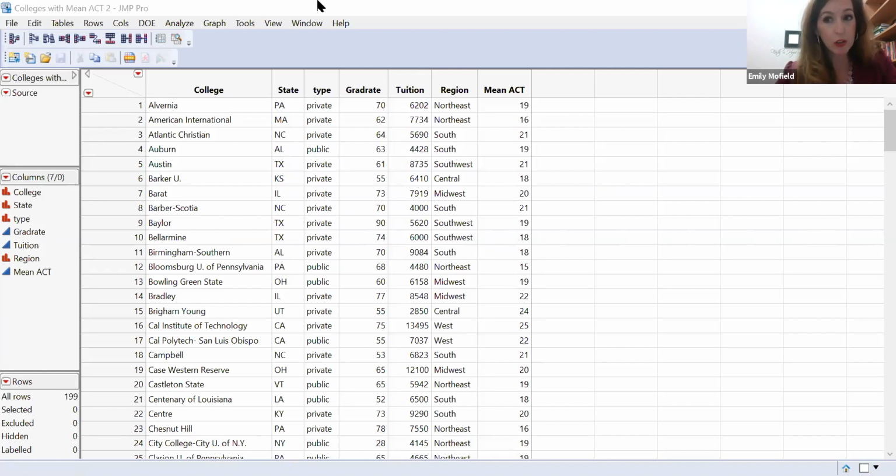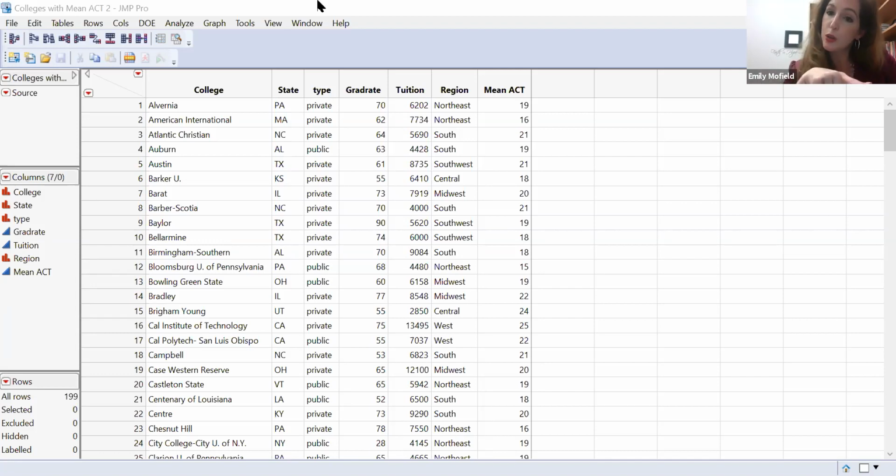So I need to first go through my assumptions, and the first assumption is, hey, is this from a random sample? Have I pulled these out of a hat randomly? Have I used a table of random numbers to choose this data? That is the first assumption. The second assumption is normal distributions, and I'll walk you through that.